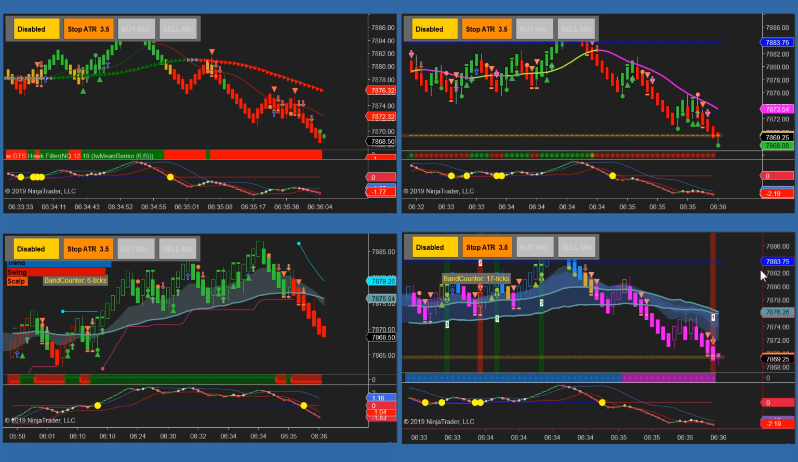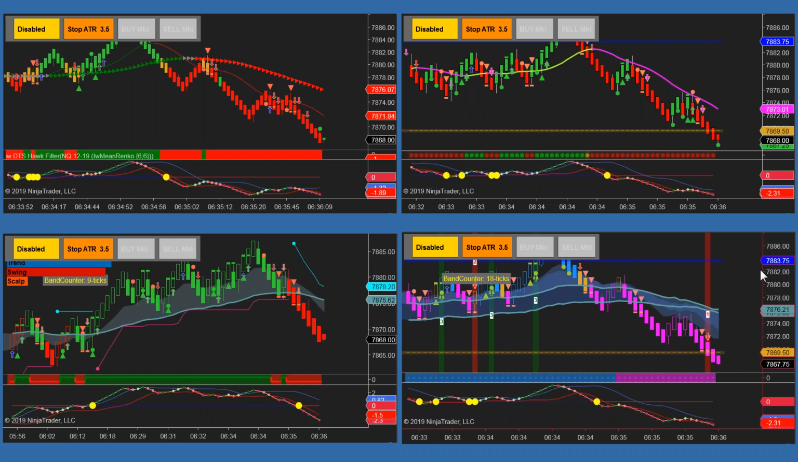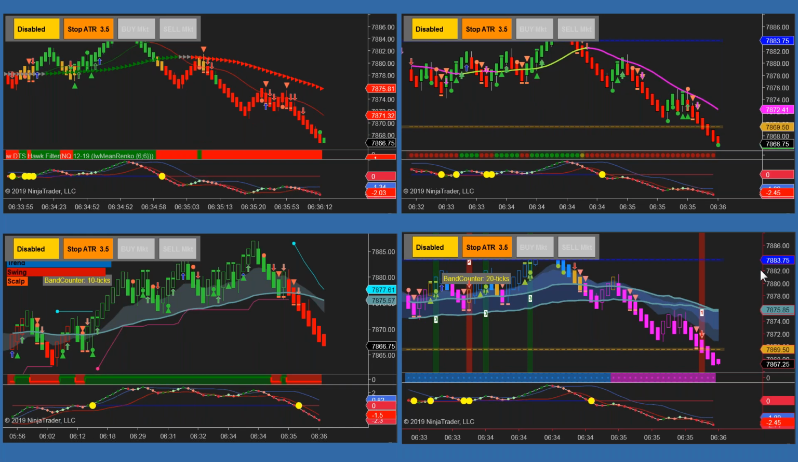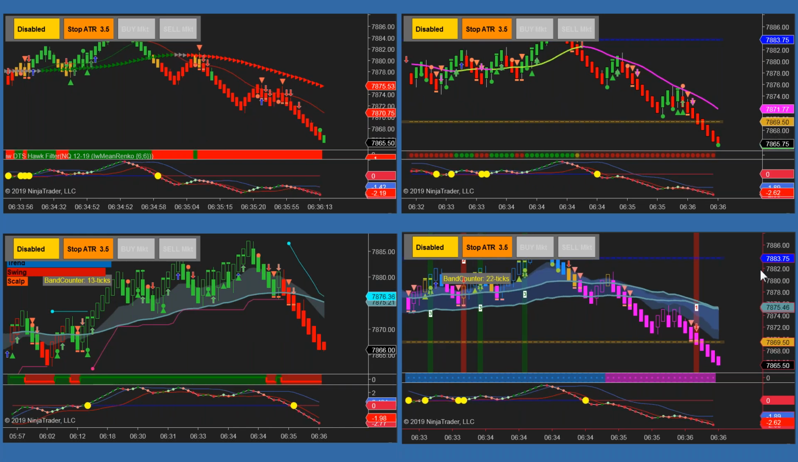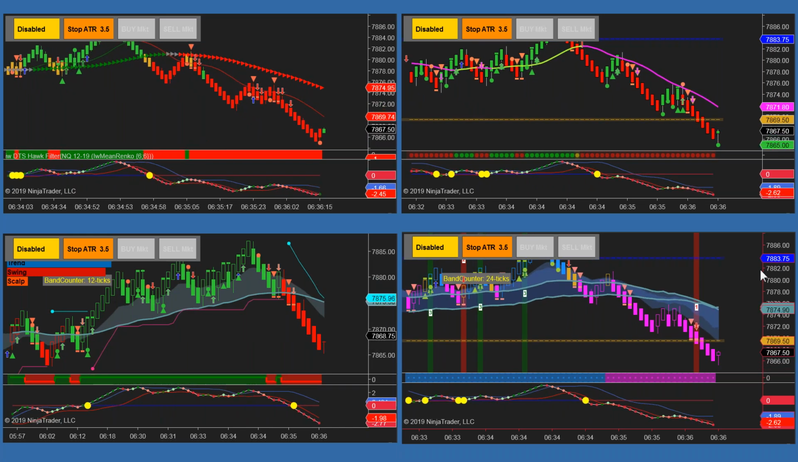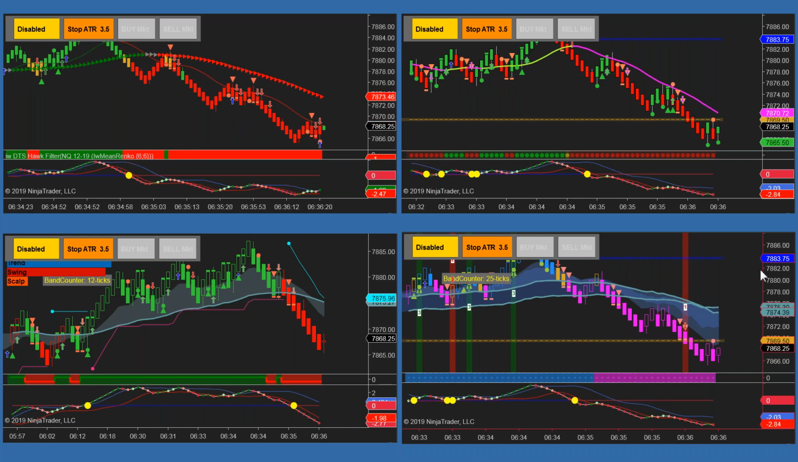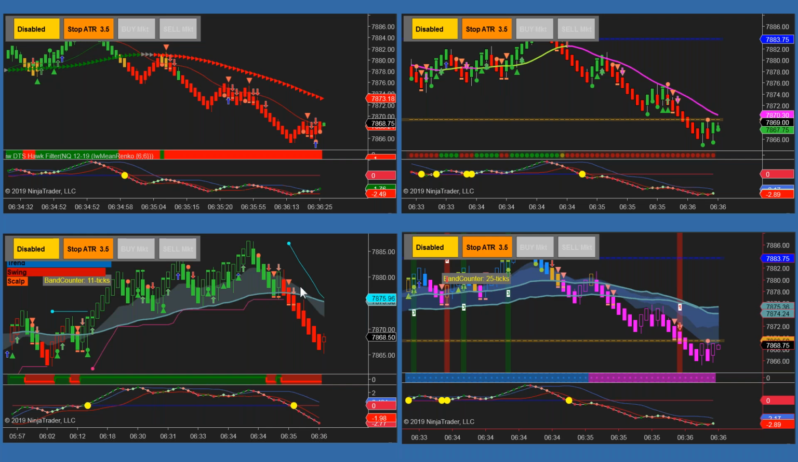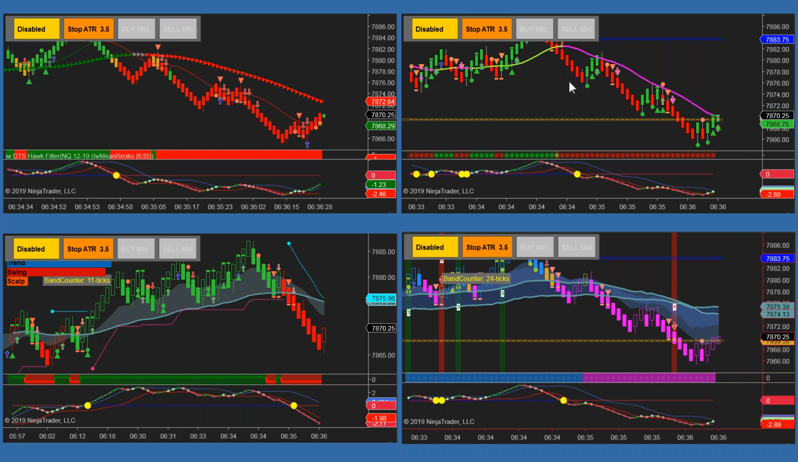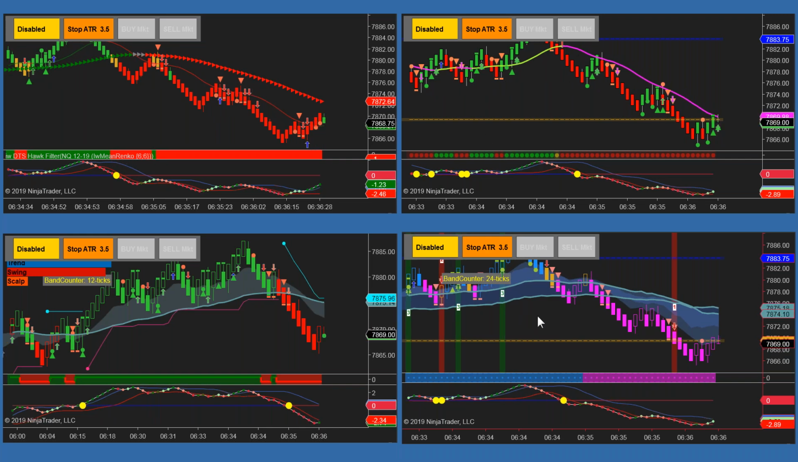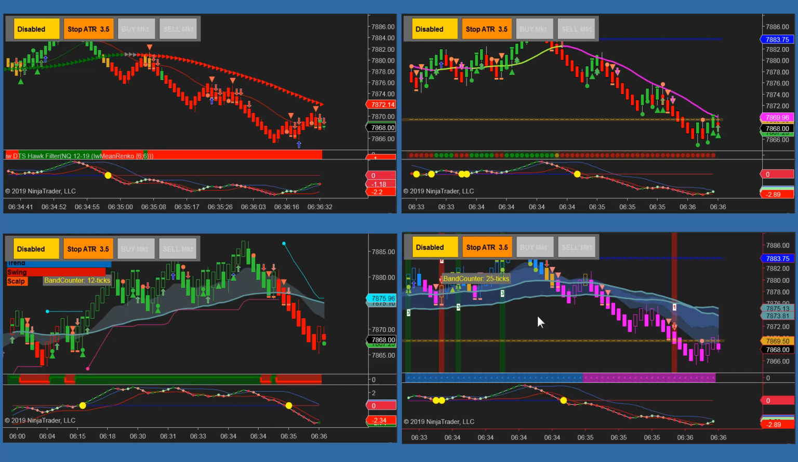Okay, saw a little bit of an uptick on the market, only to watch it reverse again and head lower. Right now, things are looking a little bit more bearish overall. All four tools are slightly more inclined to the short side.